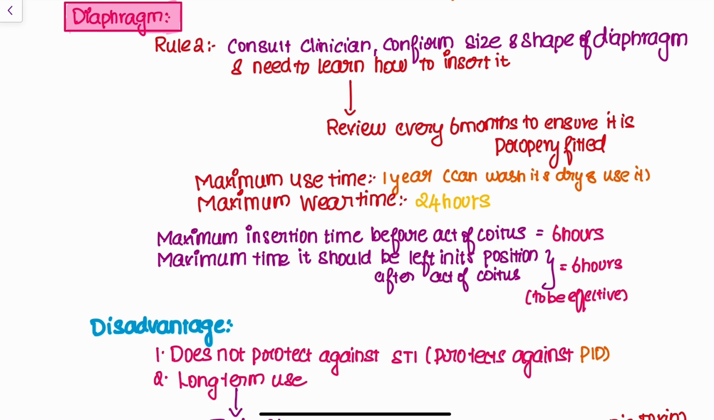So is that clear? The maximum time before the act of coitus that she can insert it inside her vagina is 6 hours. And after the act of coitus, it has to be left in position for about 6 hours in order to ensure its efficacy. Only after 6 hours of having coitus can she remove it, wash it off, dry it, and store it. Is that clear? 6 hours before the act of coitus you can insert, and 6 hours after the act of coitus you remove it.